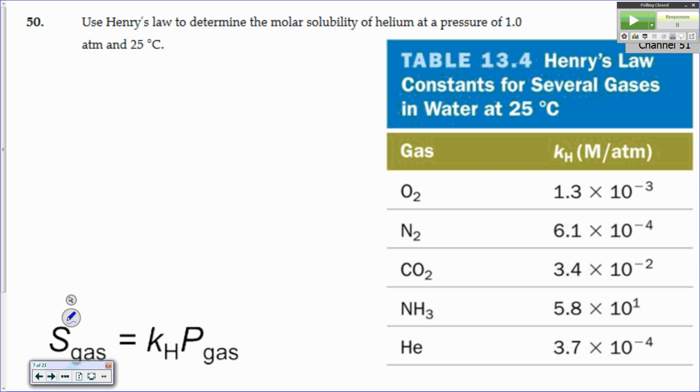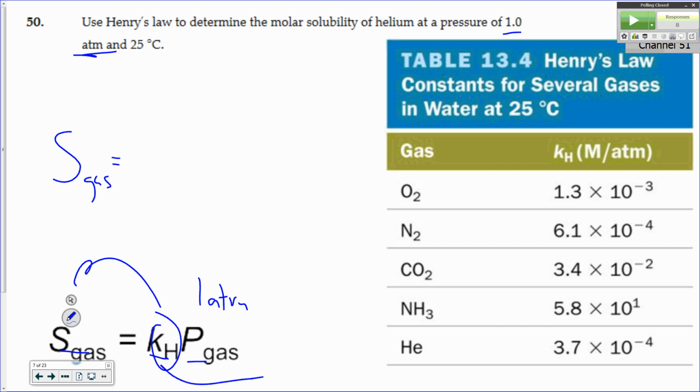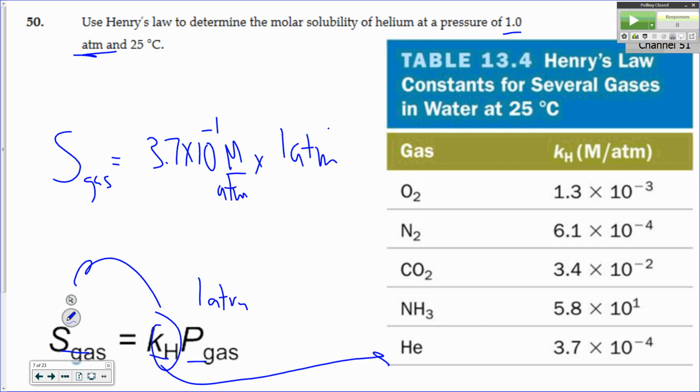Number 50 is Henry's law. So use Henry's law to determine the molar solubility of helium at 1 atmosphere pressure. So 1 atmosphere is kind of boring because Henry's law says the solubility of the gas is equal to K sub H times the pressure of the gas. And if it's 1 atmosphere, K sub H is just equal to the solubility. So in our case, the solubility is equal to the K sub H for that gas. It's helium, so 3.7 times 10 to the minus 1, or 0.37. And the units are molarity per atmosphere, and then times 1 atmosphere. Atmospheres just cancel out.